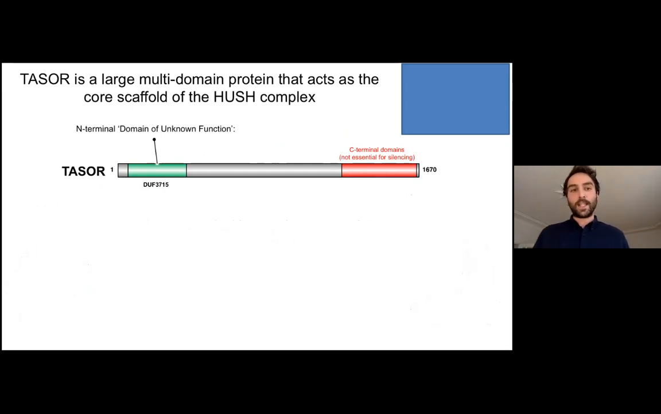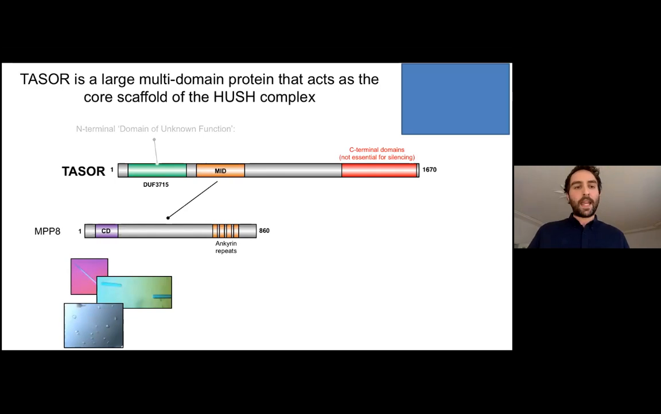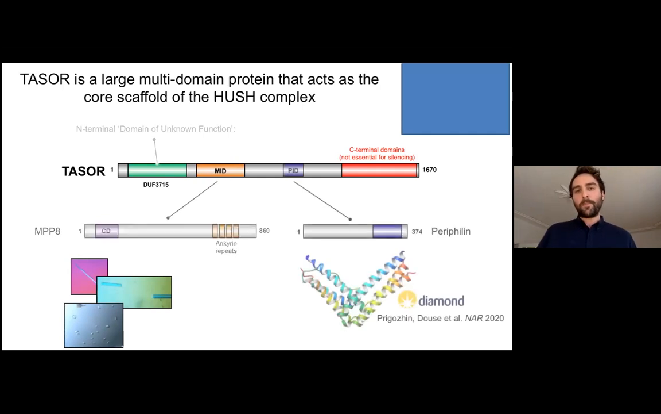It was annotated with an N-terminal domain of unknown function, but very little else was annotated at the start of this project. It then has a domain which we've shown recruits the MPP8 protein, and we're working on a structure of the complex between TASOR and MPP8. And then it has another short sequence which recruits the third member of the complex, called Periphilin, which I won't talk about today, but we've solved this structure and published this work this year.